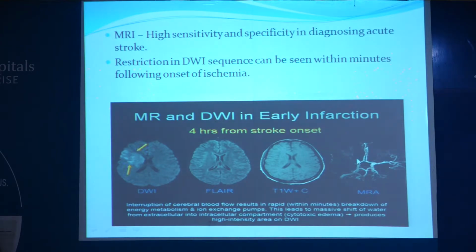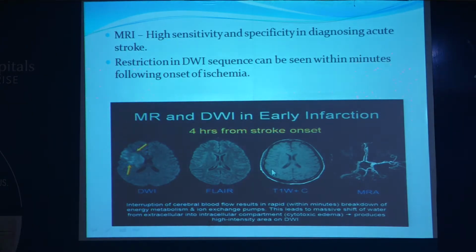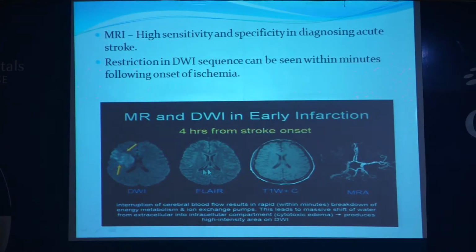And this is an angio image showing an occluded MCA. Post contrast also, there is no significant change, there is no enhancement. So diffusion is a very easy way to pick up an early stroke.